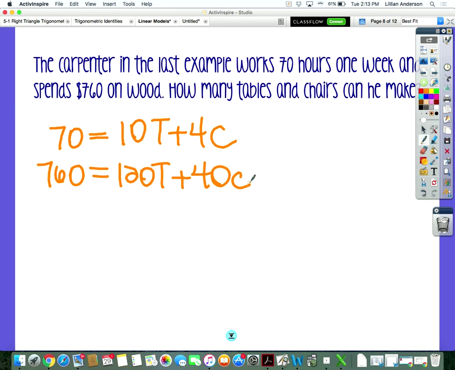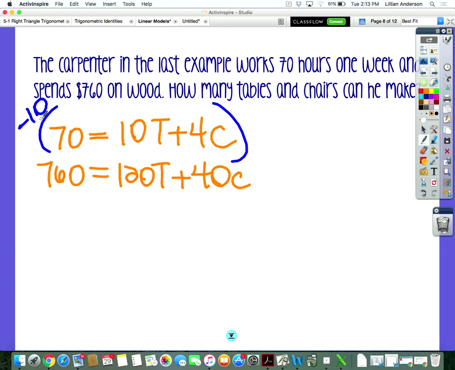Substitution, I heard like half. Elimination? Okay. Which variable do you want to eliminate? C. So in order to eliminate C, they have to be the same number, and one has to be a negative in order for them to cancel out. So we're going to multiply the top one by -10, and we multiply the entire equation by -10.